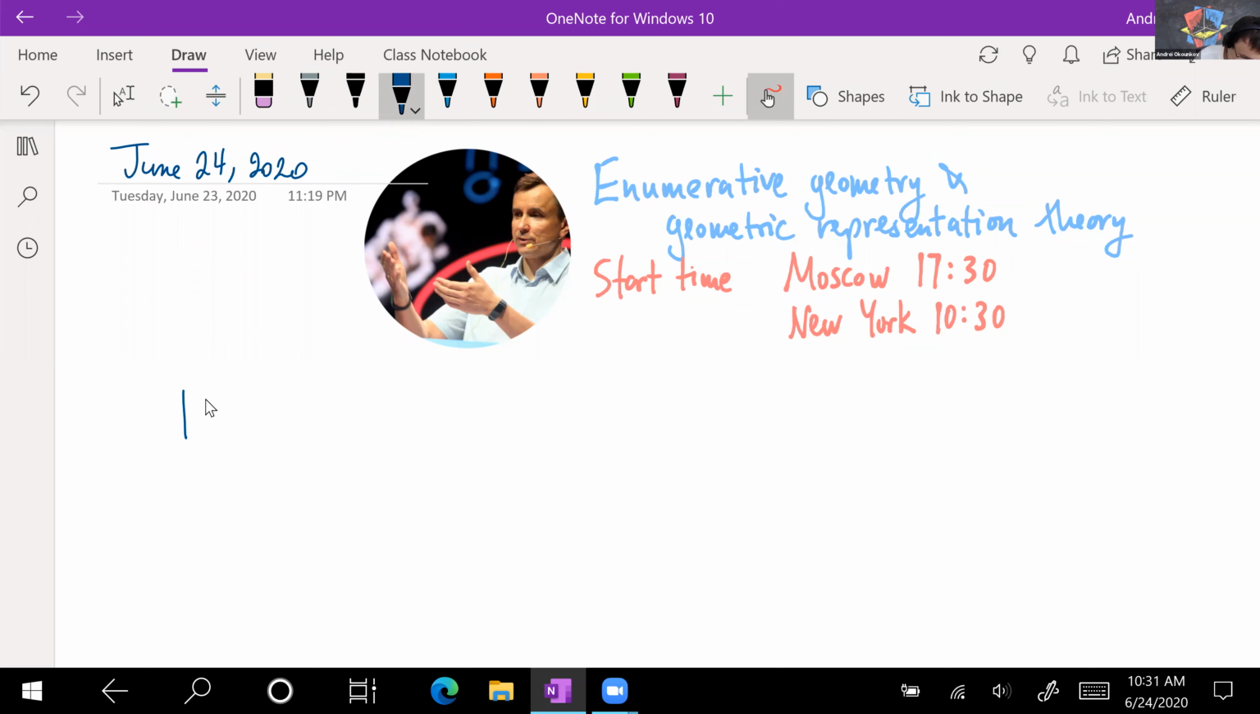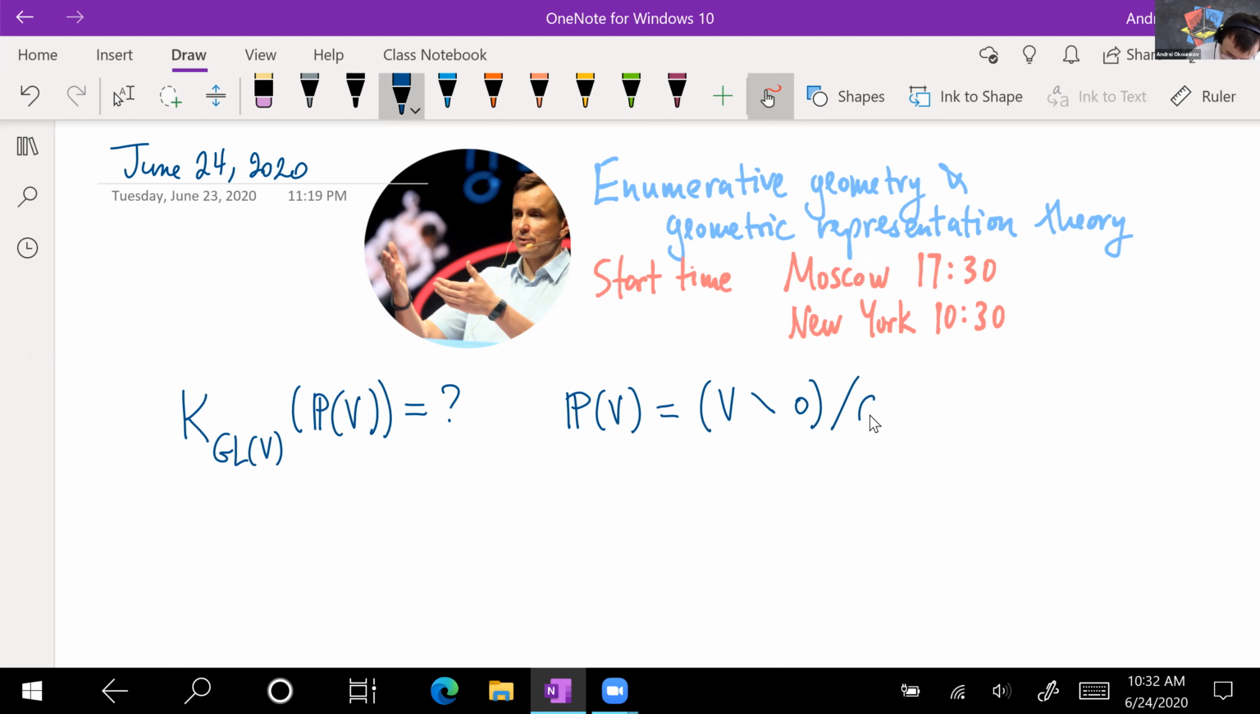We wanted to know what is the GL(V) equivariant K-theory of the projective space P(V). We almost computed it, but since it was 3 weeks ago, maybe I should remind you how this computation goes. So the first step is that the projective space we can write as a quotient. You take V, take out the origin, and mod out by GL1.